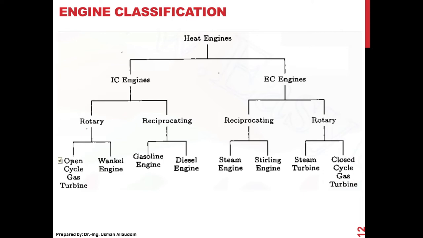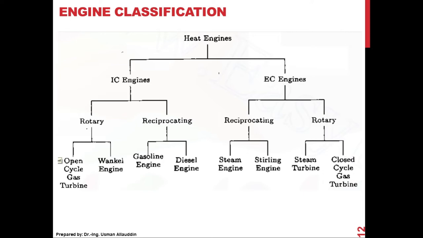Okay, so now let's discuss some engine classification. Heat engines can be classified, as we already discussed, into two categories. Number one is internal combustion engines, and the second category is external combustion engines. Whether it is an internal or external combustion engine, there are two types: reciprocating and rotary. In the reciprocating type we have a piston-cylinder device in which the piston moves back and forth, doing reciprocating motion. That is why they are called reciprocating engines. And in the other engines, the moving parts will have a rotary motion.